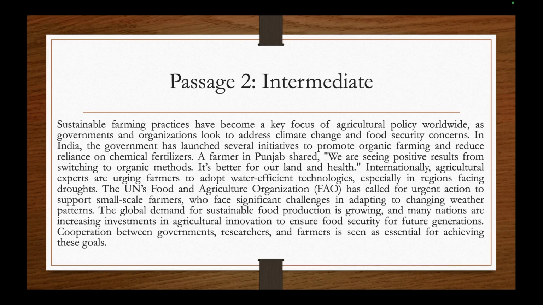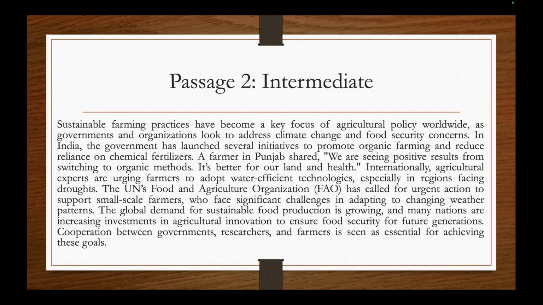A farmer in Punjab shared, "We are seeing positive results from switching to organic methods. It's better for our land and health." Internationally, agricultural experts are urging farmers to adopt water efficient technologies, especially in regions facing droughts. The UN's Food and Agriculture Organization has called for urgent action to support small scale farmers who face significant challenges in adapting to changing weather patterns.